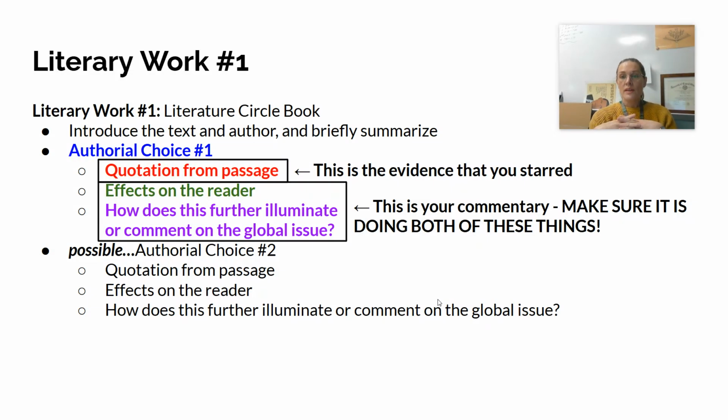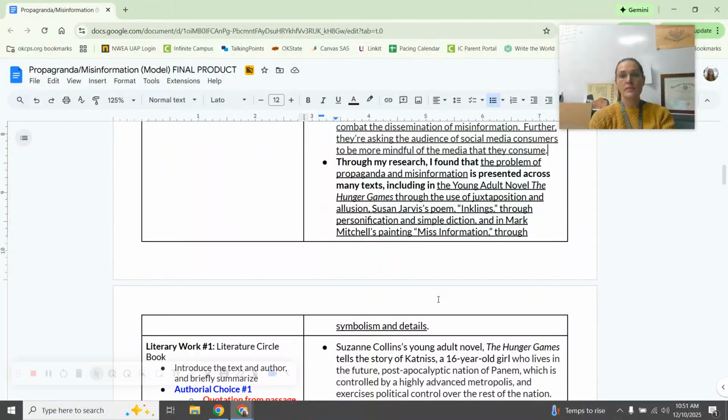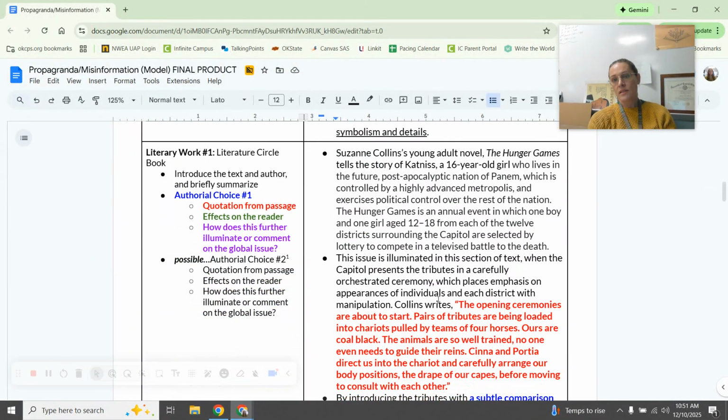So what you do first, because you're going to be talking about this book to someone who you don't know if they've read it or not, is you want to introduce the text and the author and briefly summarize the book. I'm talking maybe 1 or 2 sentences, not a huge summary here. You just want to familiarize your audience with it so that they know what you're talking about. So you would say, my example is Suzanne Collins' young adult novel, The Hunger Games, tells the story of Katniss, blah, blah, blah, blah.